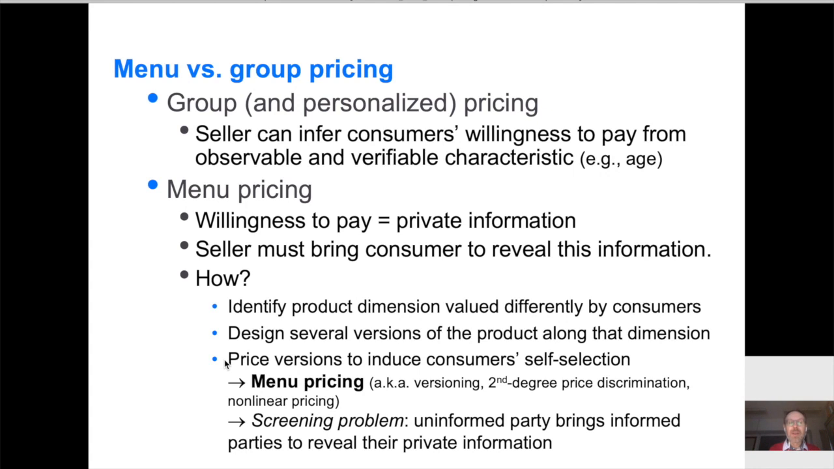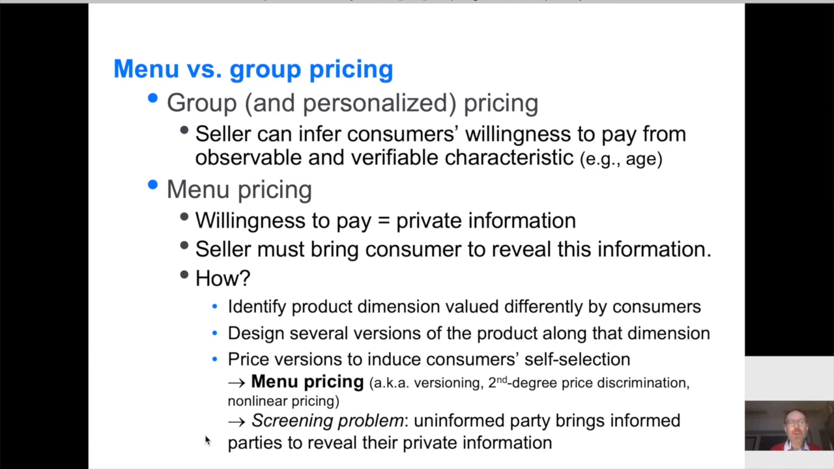What matters in this presentation is to find the right prices, to make sure that the prices are such that the version that is targeted to a particular group will indeed be bought by this group and not by another group. So this is called menu pricing, or also versioning, because there are different versions of the product. In more technical terms, it's an example of second-degree price discrimination, or it could also be called nonlinear pricing.